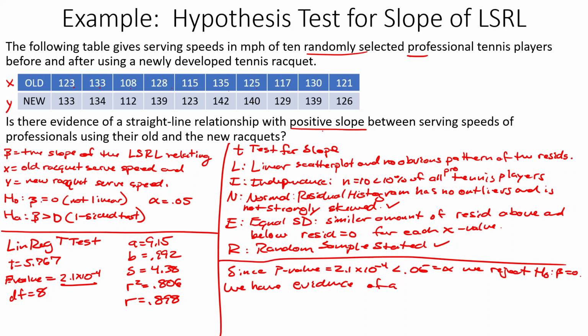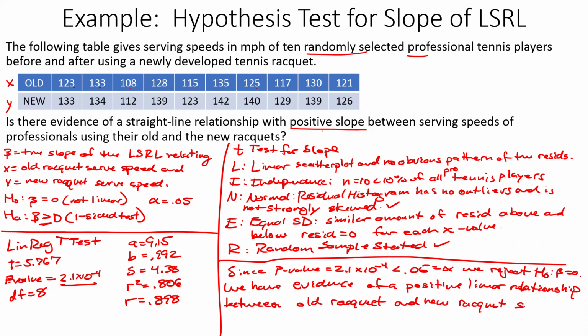of, and it's not just a positive linear relationship, a positive linear relationship between old racket and new racket serve speeds. And I don't know if you want to say it's in miles per hour or kilometers per hour. I guess it didn't say here. All right, so we'll just say serve speeds. There we go. Example 1, done.